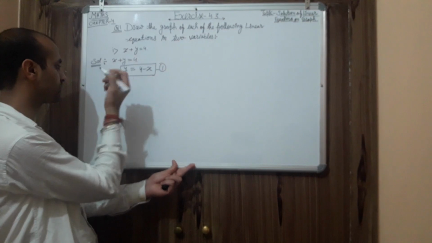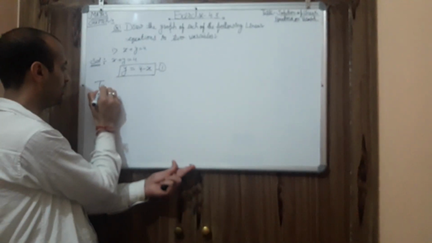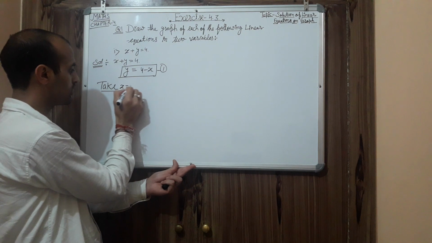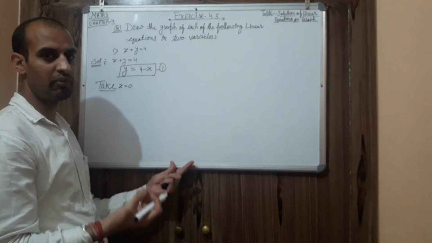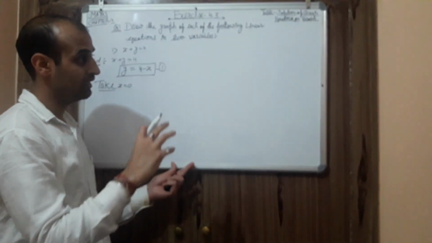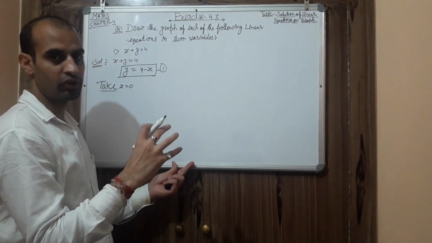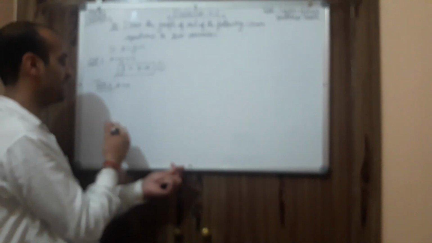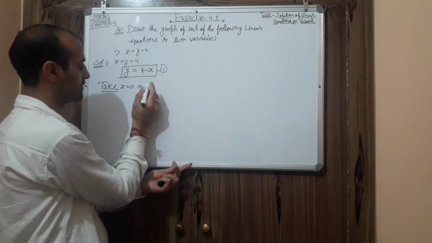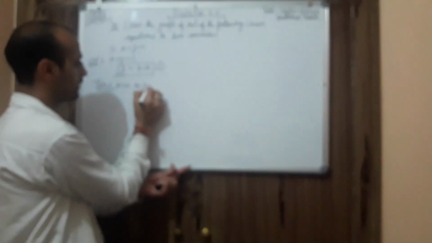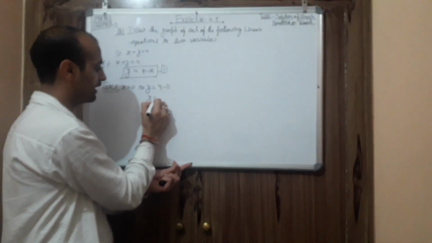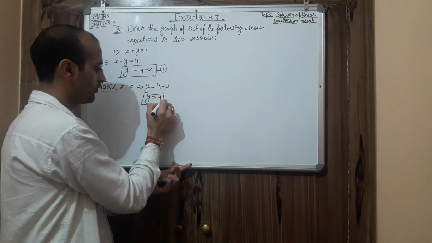So let's see. You can select any value. I am taking first x equals 0, and try to take small values, because in this case you will get a small graph you can make. Else if you take big values, it will increase your work. So let's see. x is 0, which implies y equals 4 minus 0. Put here 0, so 4 minus 0. So you will get y equals 4.